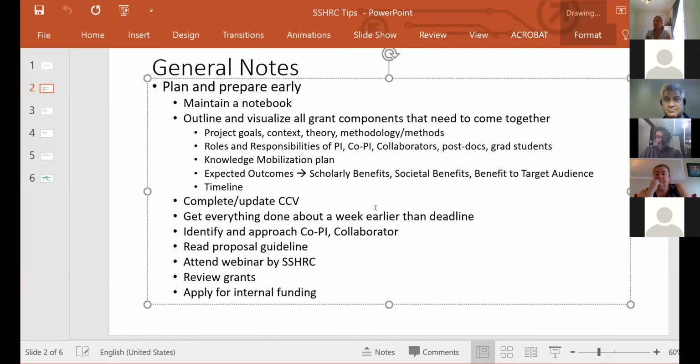Yes. And Rachel mentioned this, read the proposal guideline and attend the SSHRC webinar. What I found useful was reading the proposal guideline first and then attending the webinar. It was more useful for me to have read the guideline before attending that webinar that was offered by SSHRC.